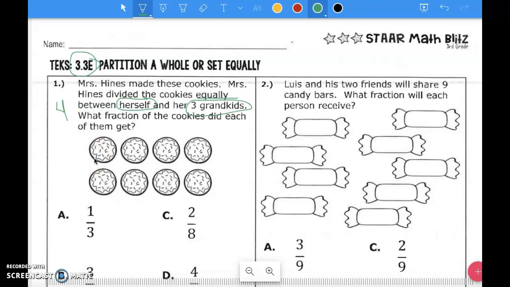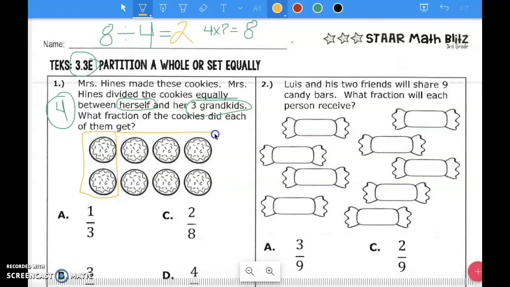So, first of all, I need to know how many cookies each person got. So it's four people, okay? 1, 2, 3, 4, 5, 6, 7, 8. 8 cookies divided equally among four people equals what? I'm gonna use my multiplication strategies. 4 times what gives me 8? 4 times 2, right? So my answer is 2. 8 divided by 4 is 2. 4 times 2 is 8. So each person got 2 cookies.